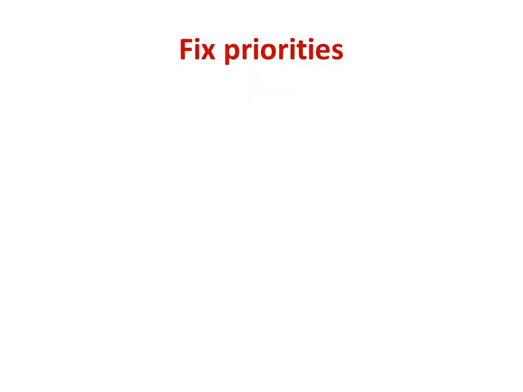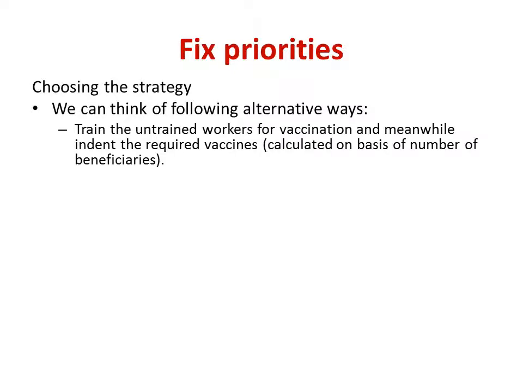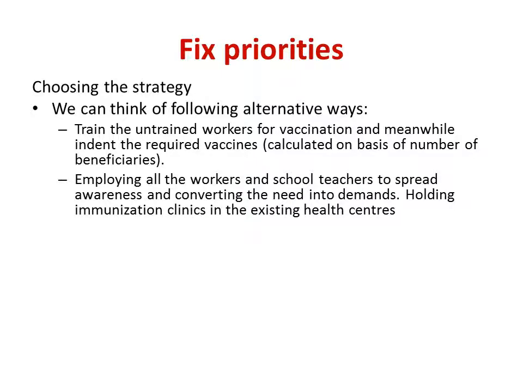For example, we can think of many alternative ways, like train the untrained workers for vaccination so that we have a bigger team who can vaccinate, and meanwhile indent the required vaccine and then start vaccinating the 0 to 5 years old. Or we can employ all the workers and school teachers to spread awareness, converting the need of immunization into the demand, and then we hold immunization clinics in the existing 113 health centers.